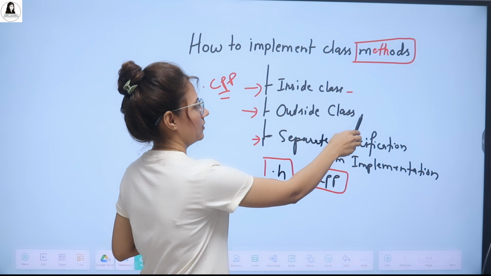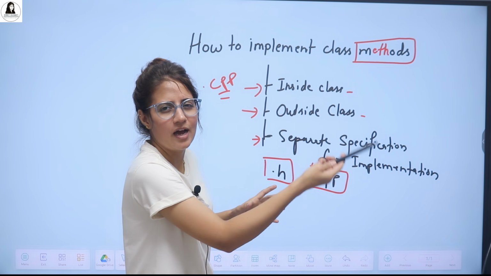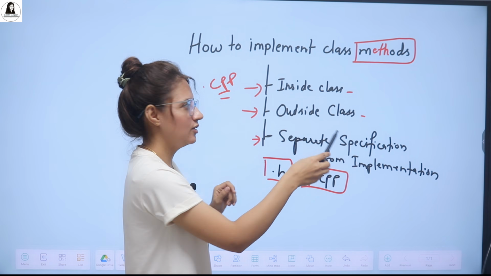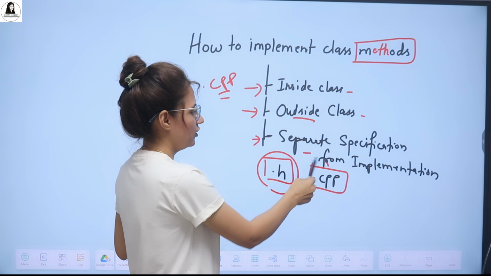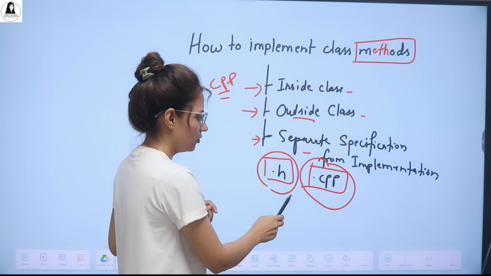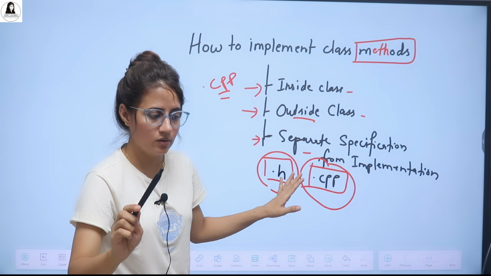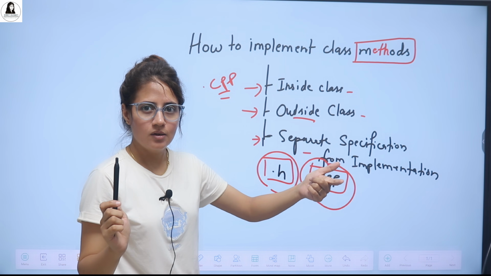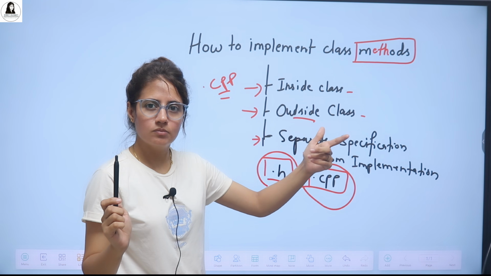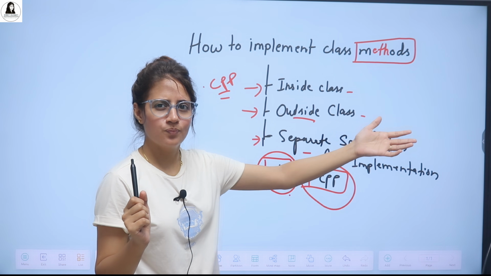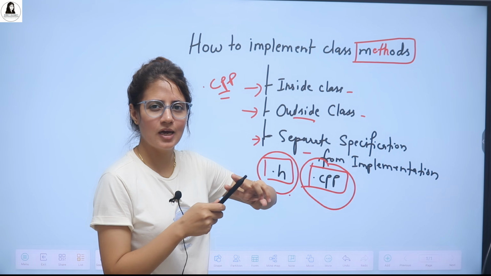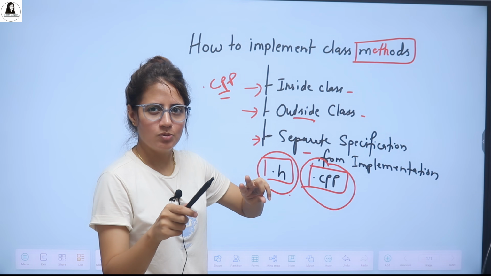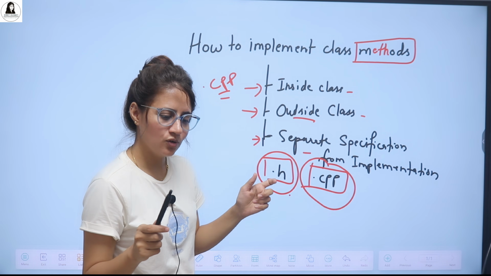So, three ways to implement class methods. I'll show you all three ways. Inside we have seen somewhat, but I'll show you that also. How to implement outside, and how to do this with the help of these two files. This we have already discussed in one of the coding exercises. Not in the previous video, but I think in the previous video we discussed one coding exercise. There we took two files, .h and .cpp. You can go and watch that video also.